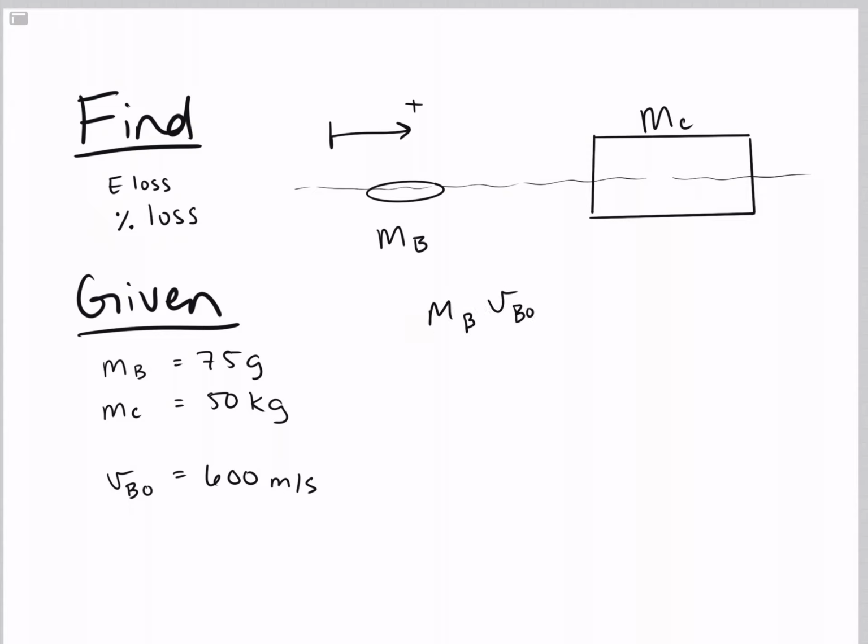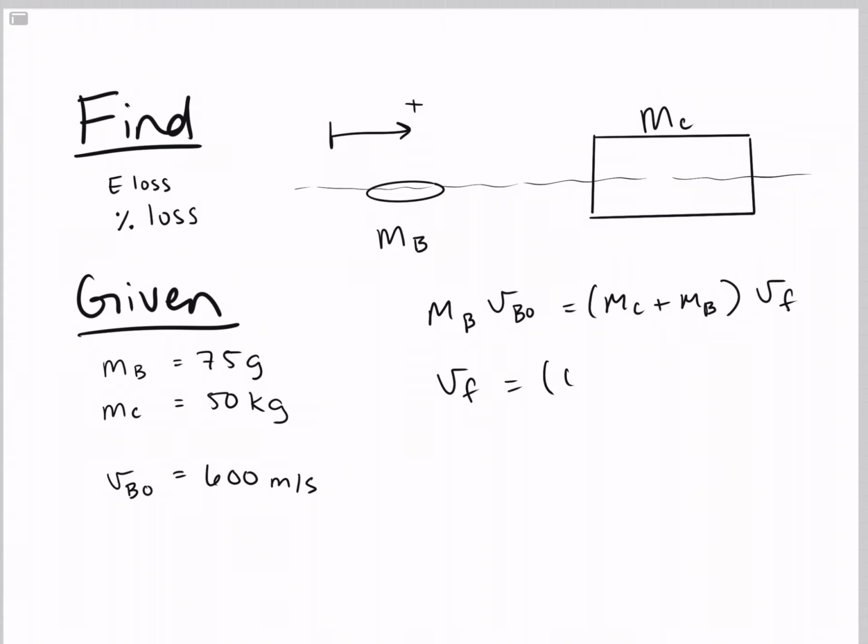The mass of B is initially going at V naught, and that V naught is 600 meters per second. At that point, the cart is resting, so its velocity is 0. And then when they connect, the mass will be MC plus MB, and that is going to be V final. Once we find V final, we can use that in the energy equation to find the total energy loss.